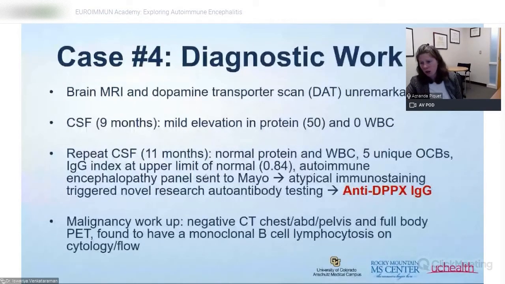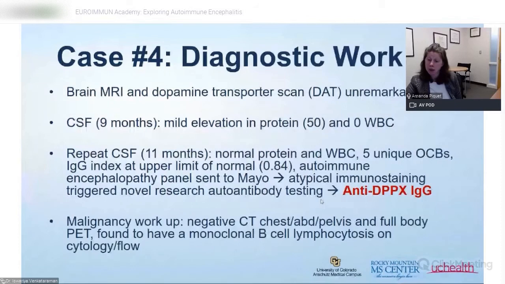And then he had the autoimmune encephalopathy evaluation that was sent over to the Mayo Clinic. Initial testing was negative, but later came back with his IFA demonstrating an atypical immune staining, which triggered novel research autoantibody testing. And eventually this led to the diagnosis and the finding of the DPPX antibody in his spinal fluid.